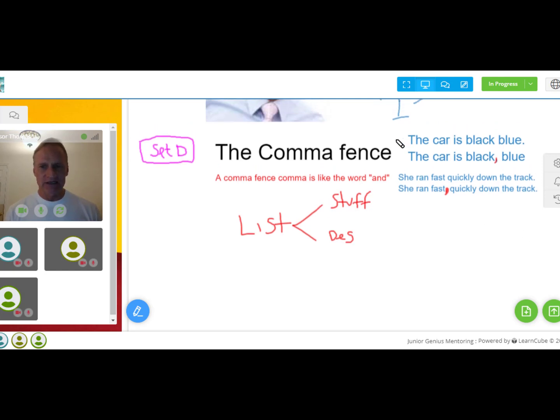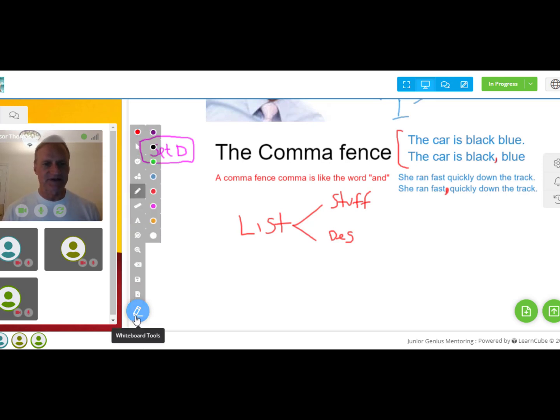Here we are in this first bracket up here, and our sentence is, the car is black blue. In this first sentence, you see that there is no comma, no fence. So you have a car, and the car is black blue. It's one color. It's black with a tinge of blue. When you look at it real close, you see on the inside maybe it's got some flecks of blue.